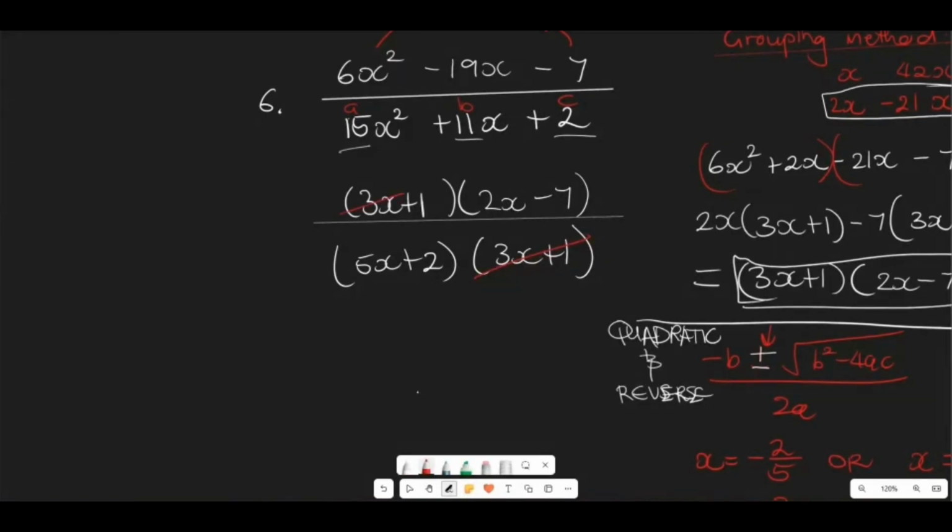The 3x plus 1s will cancel out. In our final answer, we would have 2x minus 7 divided by 5x plus 2. So that'll be our final answer. Are you guys okay with this?